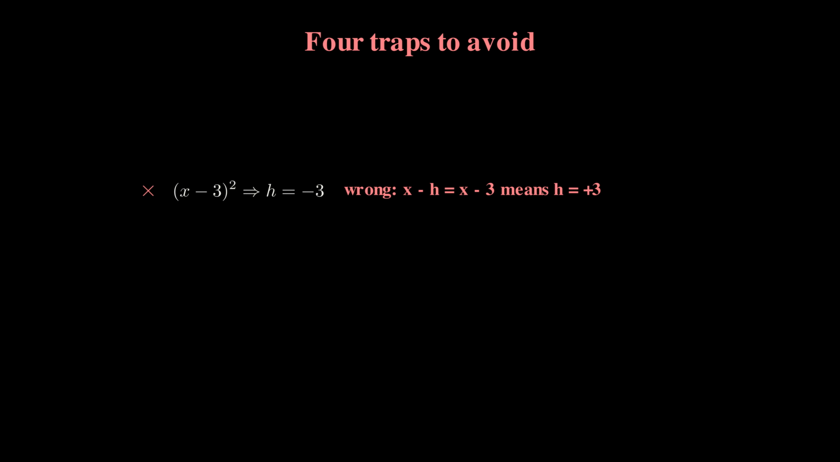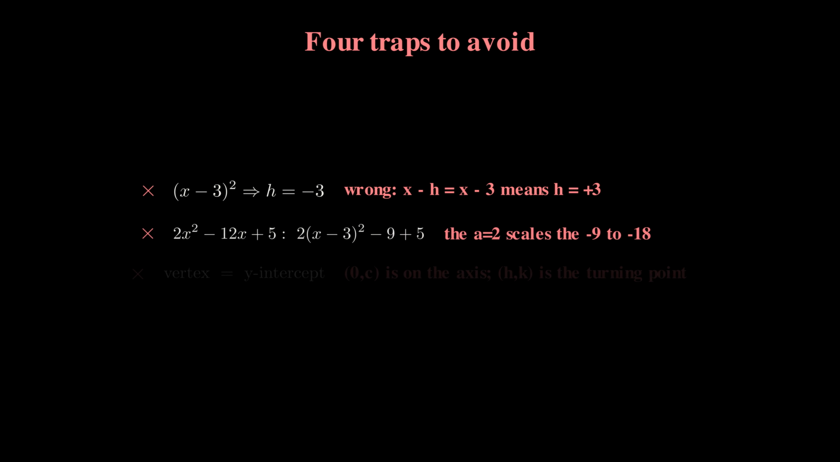2. Dropping the a when you complete the square with a leading coefficient. If you factor a 2 out, that 2 multiplies everything inside, including the minus 9, which becomes minus 18. Forget it, and your constant, your k, is wrong.